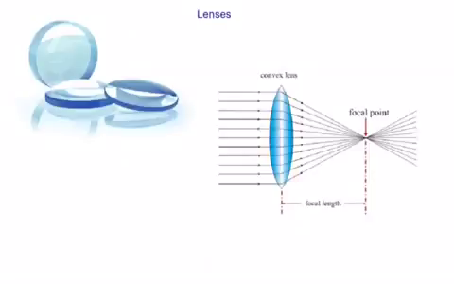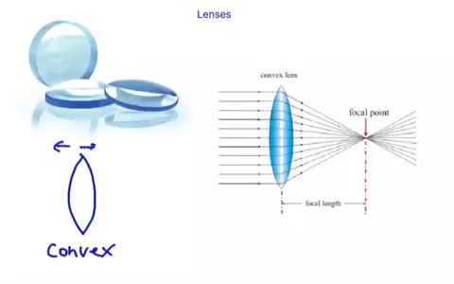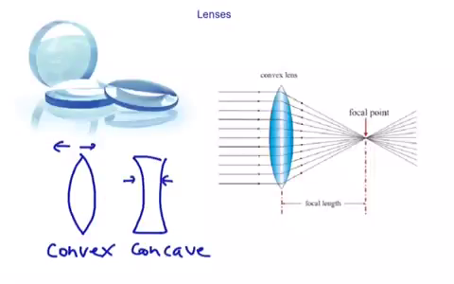Convex lenses are lenses that bend outwards. So this is convex, bend outward this way. And concave lenses bend inwards, like a cave. Both these lenses behave in different ways. So let's have a look at how they behave.